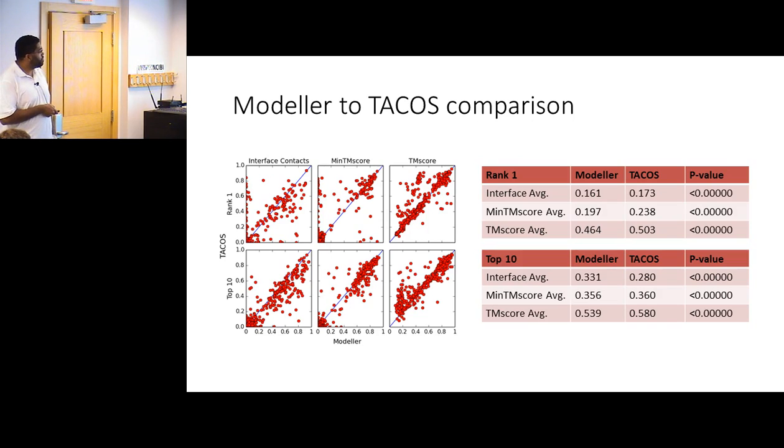So what happens here is, what's top one here is just the ranking from the template. So Modeler doesn't do any re-ranking. So if you put the right template there, you get the right template, right Modeler score.